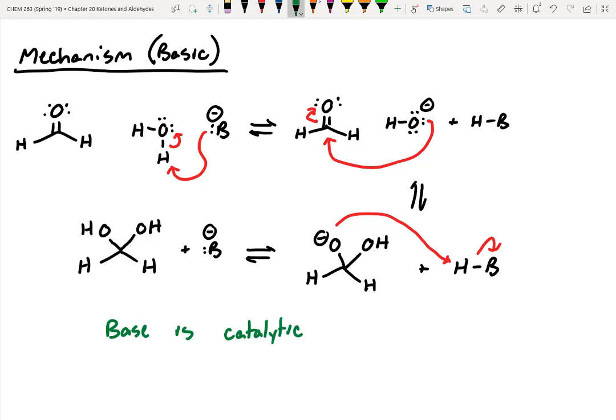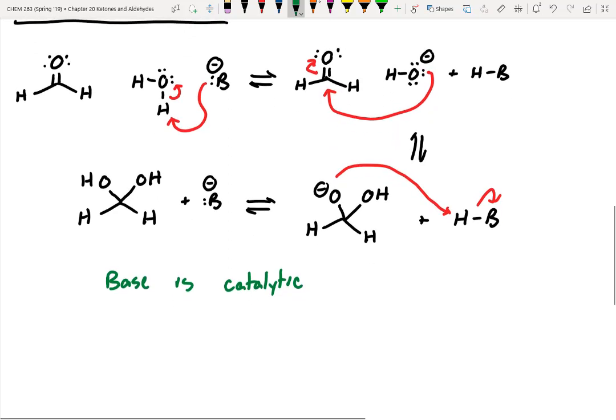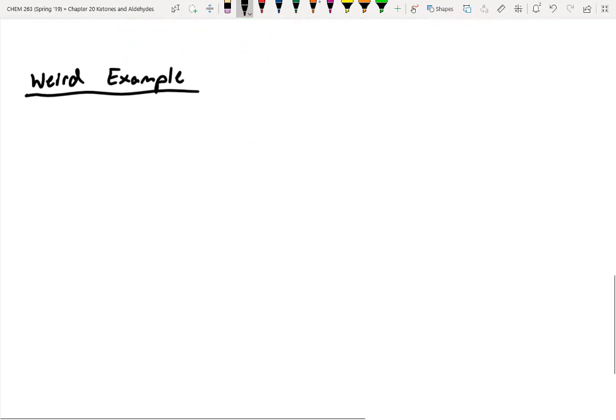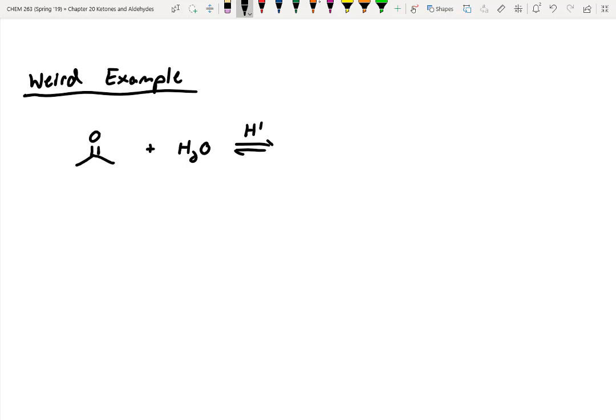All right, there are some weird examples though that I really quickly wanted to go over. I've been trying to drive home the idea that aldehydes are a lot more reactive than ketones, but that's not always true. All right, so let's take a look at the weird example. We already said that in this reaction with acetone, water, and catalytic acid, that we could form the hydrate. However, previously I said that this was about 0.1%, something like that, way less than 1%.